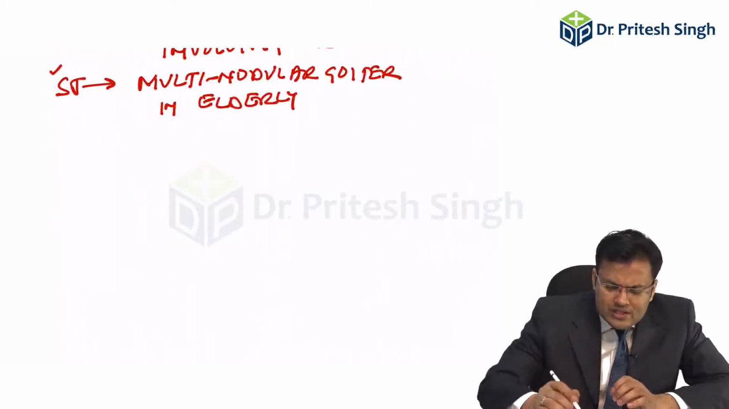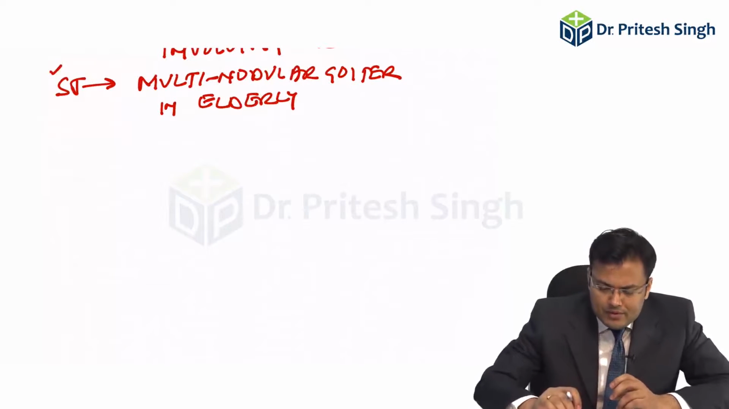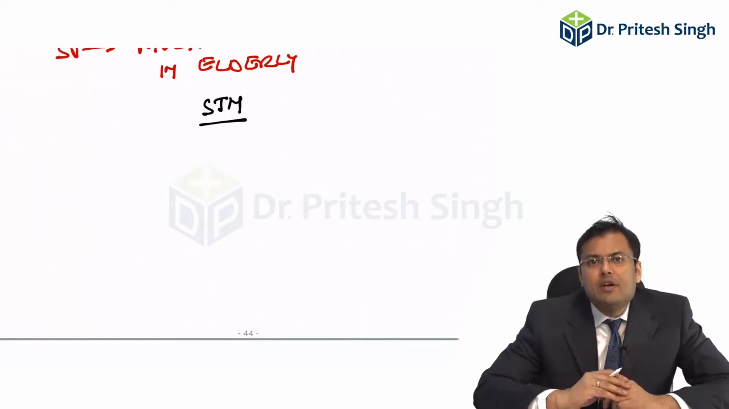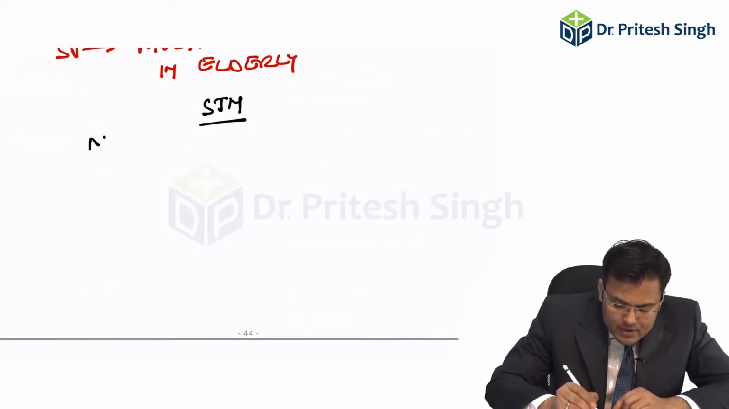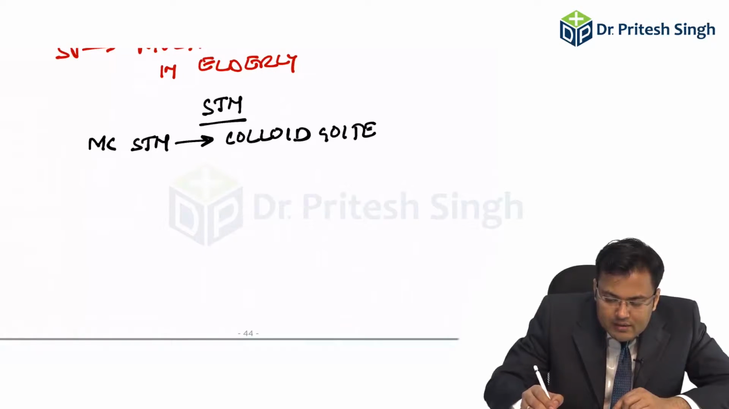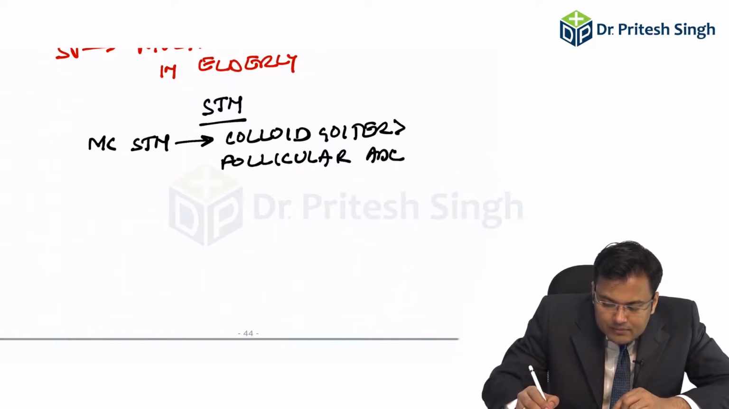After that, questions are asked regarding solitary thyroid nodule. So first question, what is the most common solitary thyroid nodule? The most common solitary thyroid nodule is colloid goiter, followed by follicular adenoma.